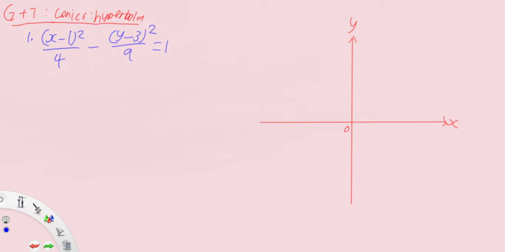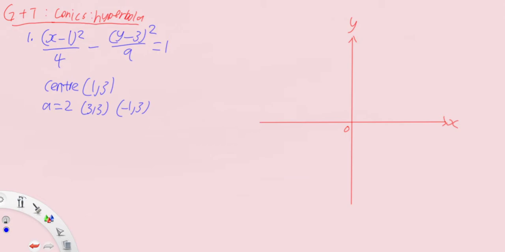Alright, so now we know that the center is going to be at (1, 3), and we know that a equals 2. So very simply, our vertexes would be (3, 3) and (minus 1, 3), right? Because there are two vertexes and the center is between the two vertexes.